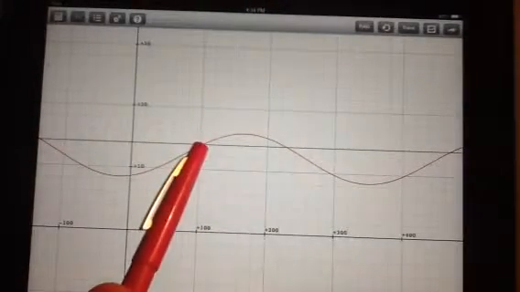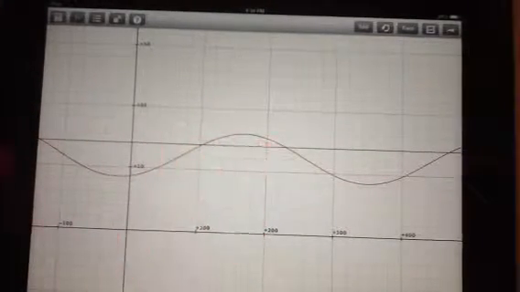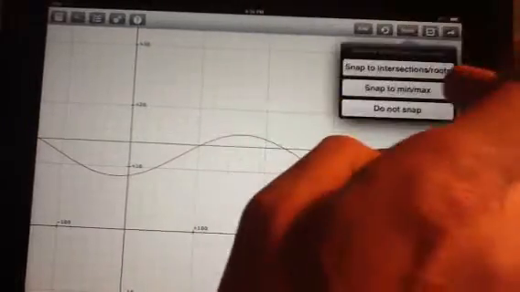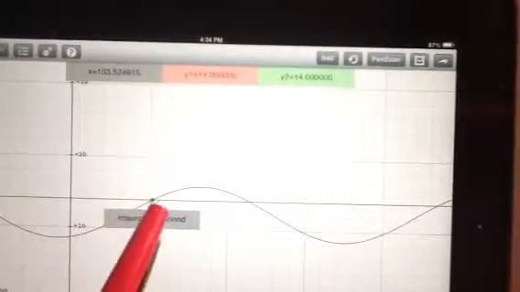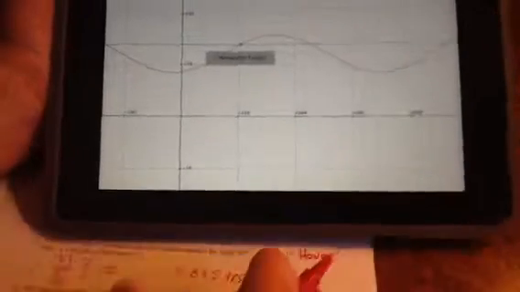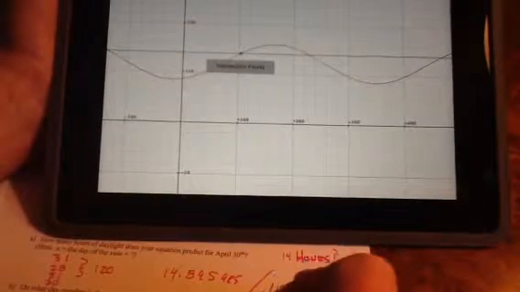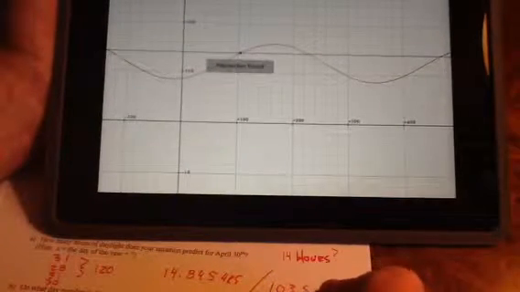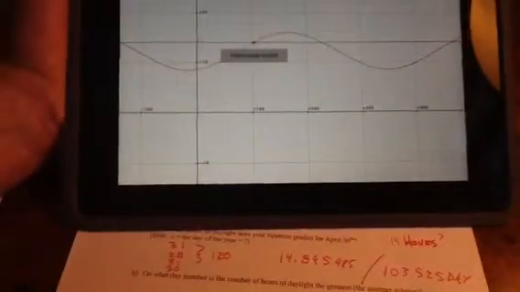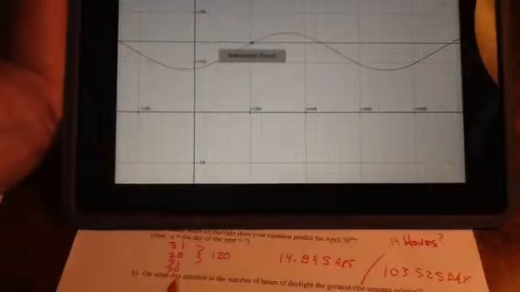So you can see it's 14 hours two times a year. So what I'll do is trace, snap to intersections, finds my intersection there, and you can see that x is 103.5225 days. Hopefully you followed that. On what day is the number of daylight hours the greatest?